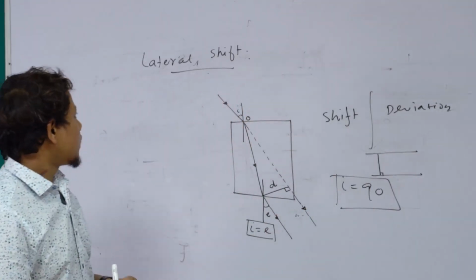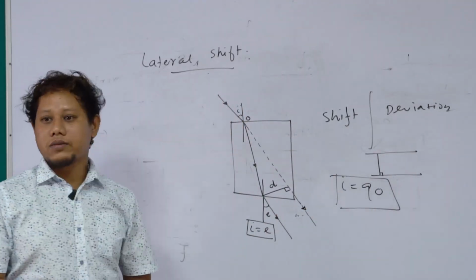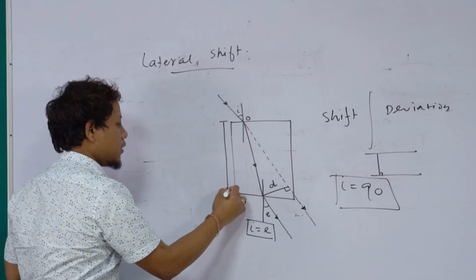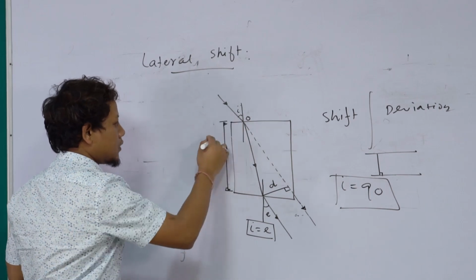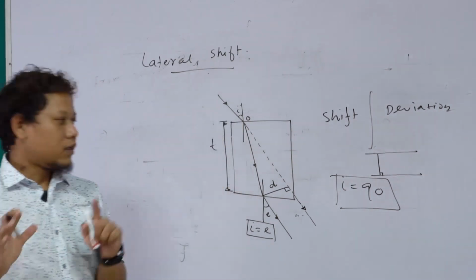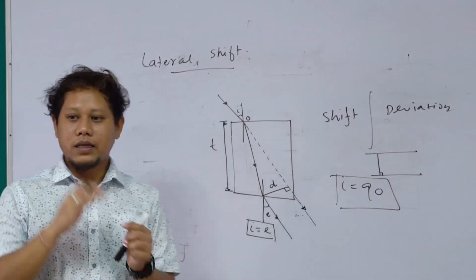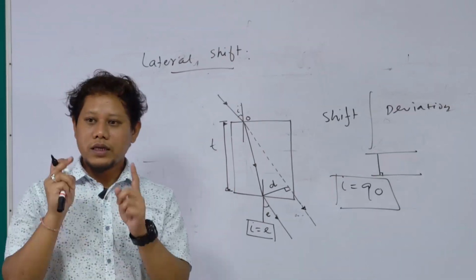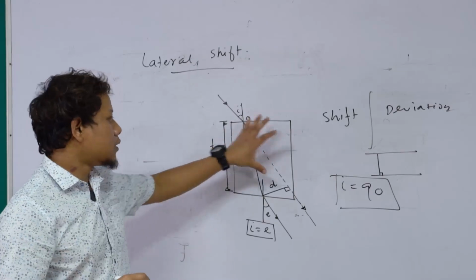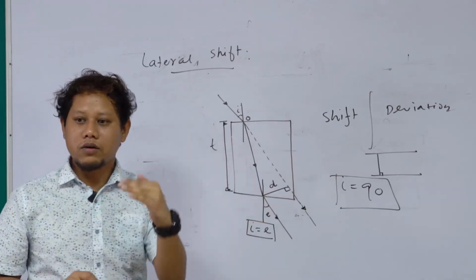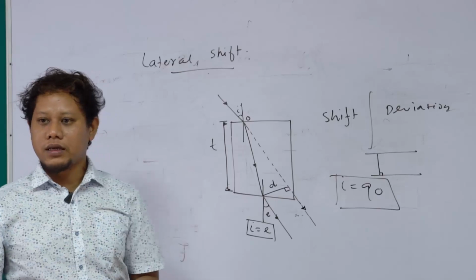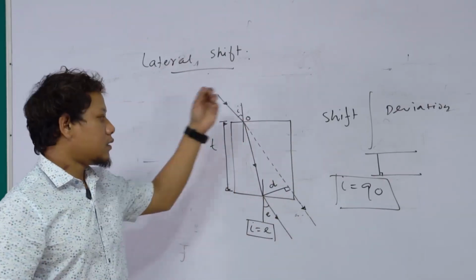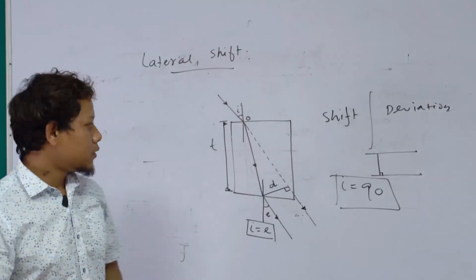Okay, so now lateral shift depends on the thickness of the glass slab or rectangular slab. If we increase, so this is the thickness, say T, if we increase the thickness of the glass slab, then the lateral shift will increase. And next point is, if we increase the refractive index of this particular rectangular slab, then also the lateral shift will increase. And if we increase the angle of incidence, then also the lateral shift will increase. I hope it's clear now.